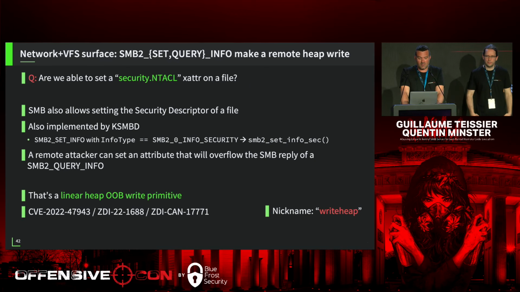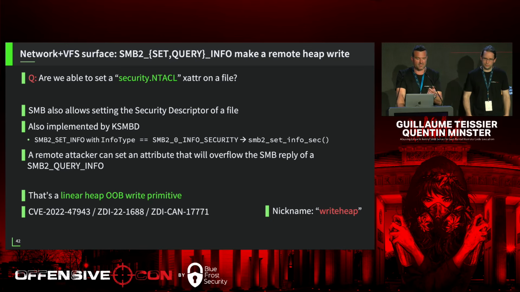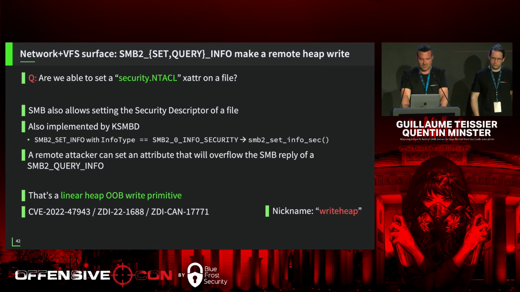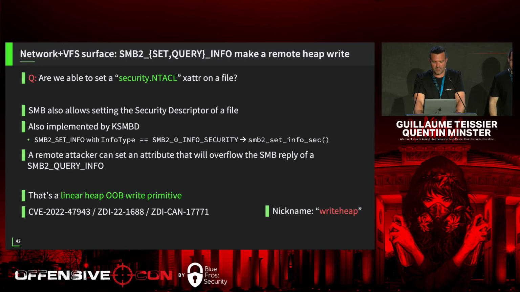But the question is now, are we able to set or control the security.ntacl attribute? Can we control the value of this? The answer is yes, because there is also a setinfo command which allows setting this security descriptor on a file. Later, when you call the query info command, you trigger the heap overflow onto the reply, which is in kmalloc-512. So this is our second primitive, a linear heap out-of-bounds write, and we have nicknamed it write heap.